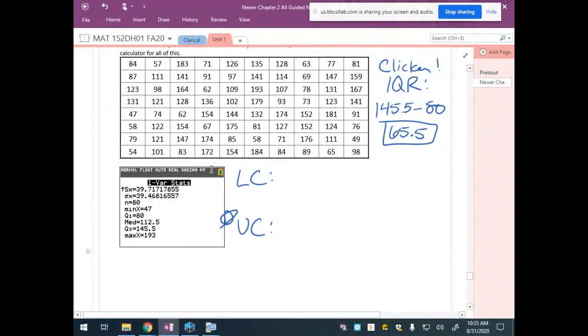So for the lower cutoff, we would get 80 minus 1.5 times 65.5. And yeah, that's a negative number. That's okay. Negative 18.25. Are there any values below that? Any values below negative 18.25? No. So, no low outliers.